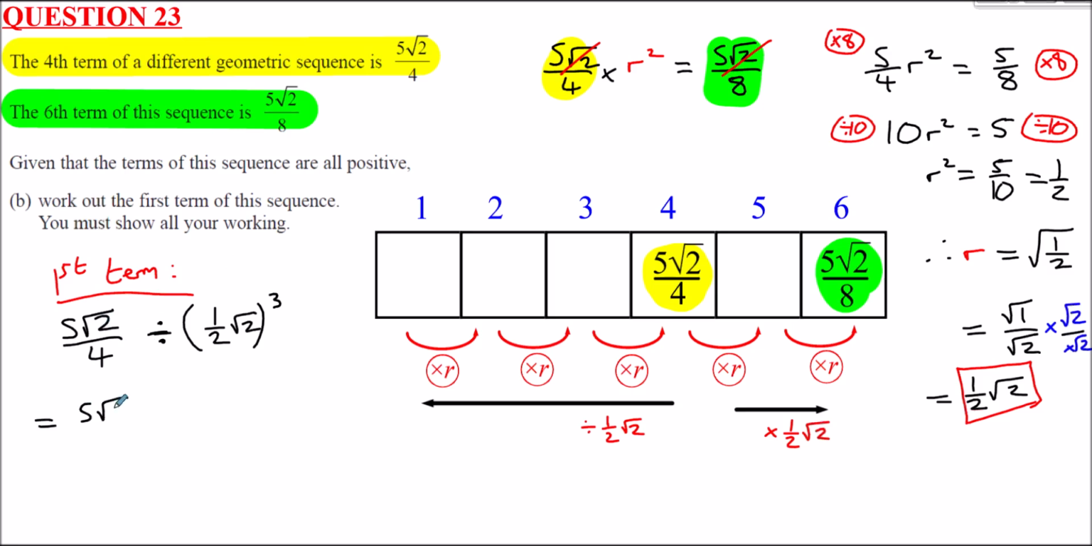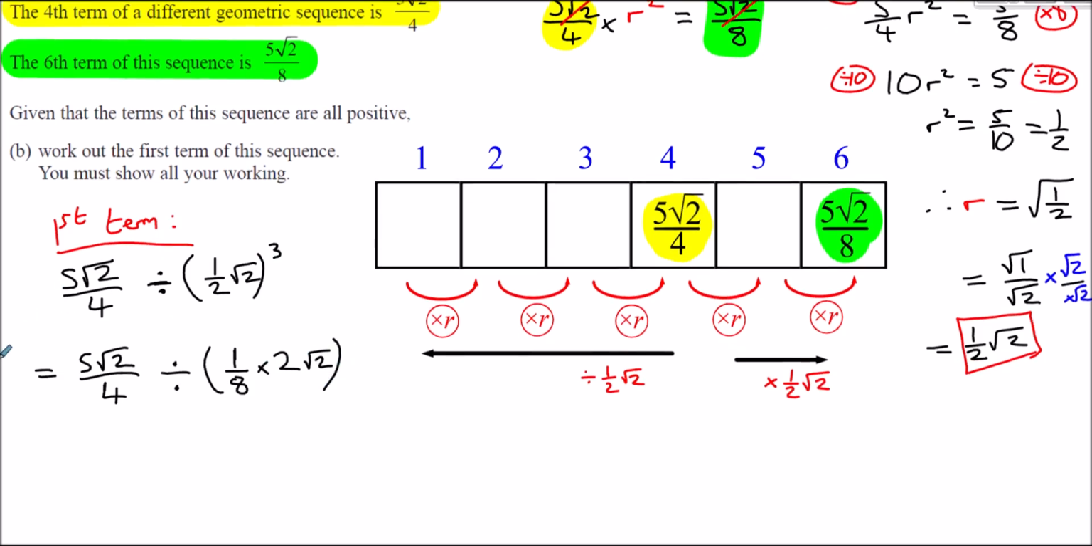So we've got 5 root 2 over 4. Then a half cubed becomes 1/8. Root 2 cubed, root 2 times root 2 becomes 2, times another root 2 gives just 2 root 2. So this now becomes 5 root 2 over 4, divided by, now this can simplify quite nicely, so 1/8 times 2 is a quarter, times root 2, so I've got a quarter root 2. In other words, I've got root 2 divided by 4.